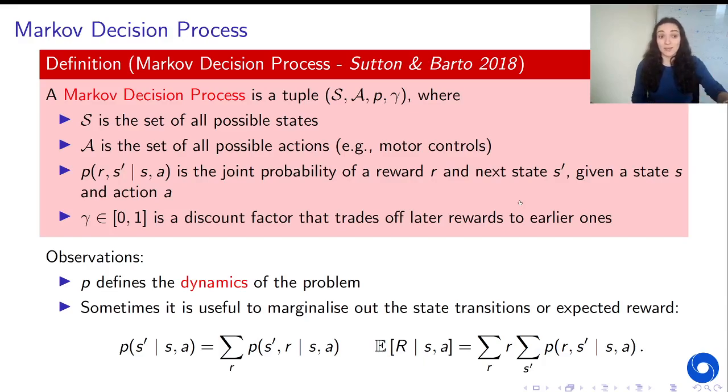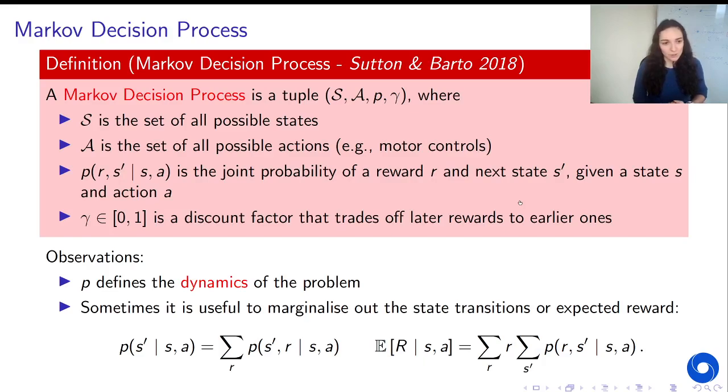So what's my next state S prime, and what kind of reward signal am I going to be rewarded for that transition? And the last element here is the discount factor, which trades off later rewards that we'll see in the future with earlier ones by discounting them heavily or not. Okay, we're gonna call P the dynamics of the problem, or the transition dynamics.